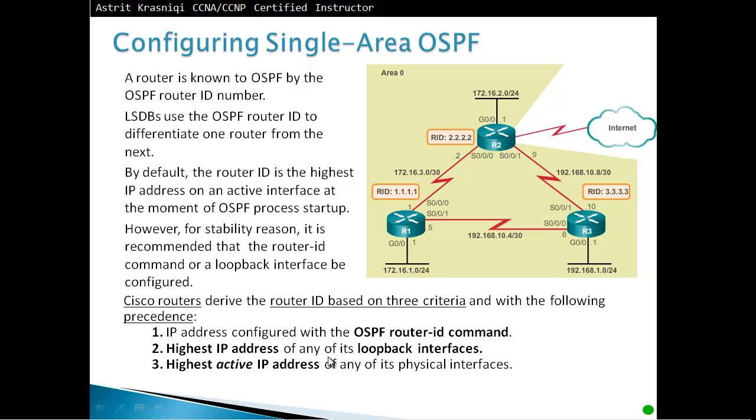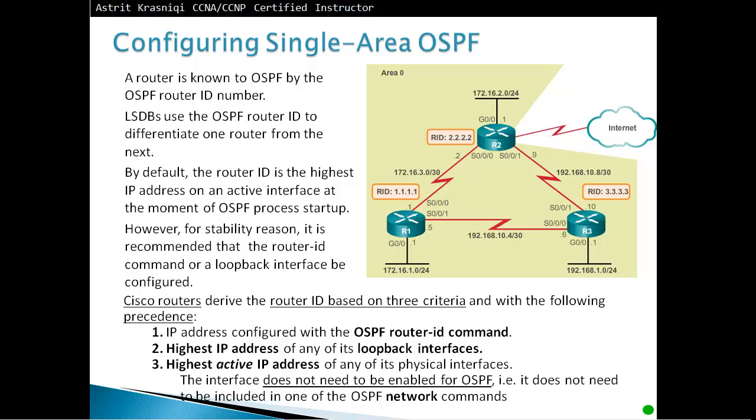If you don't have that either, if you don't have any IP addresses configured, nothing, no shutdown anywhere, then OSPF will give you an error. It will say, I can't start OSPF. The interface does not need to be enabled for OSPF, i.e., it does not need to be included in the OSPF network command. So even if it's not in OSPF, it will still pick it because it's found the highest loopback address or highest IP address.